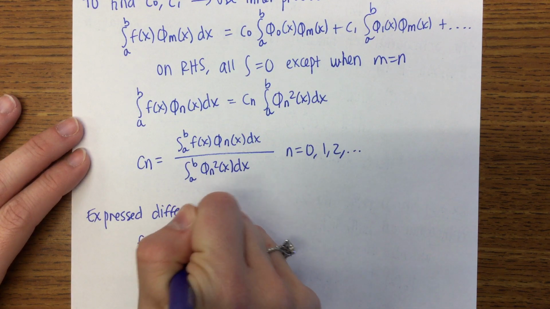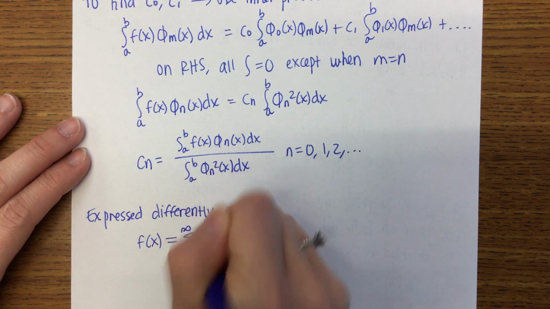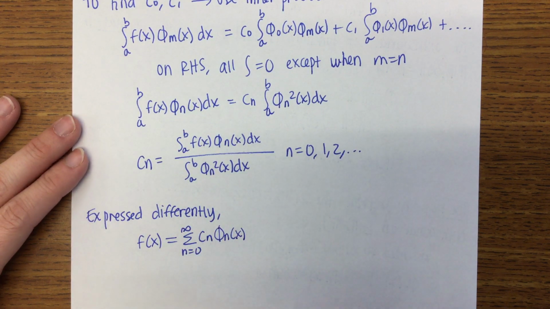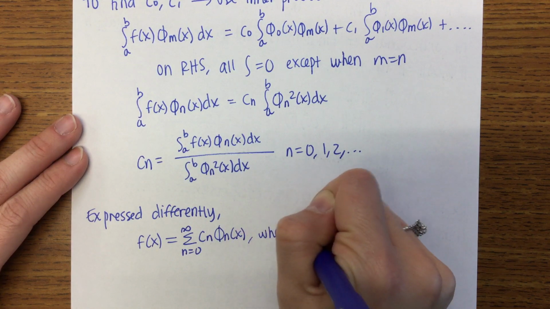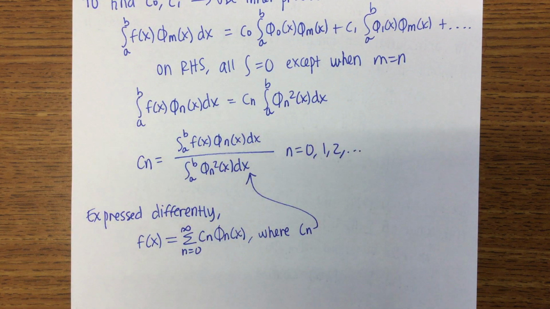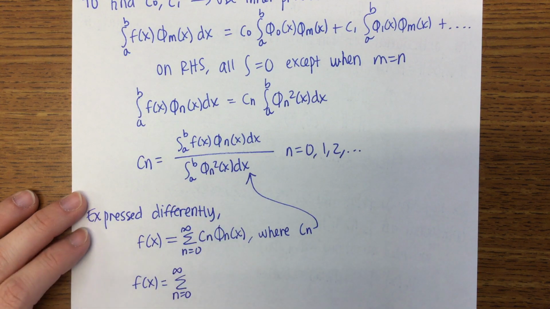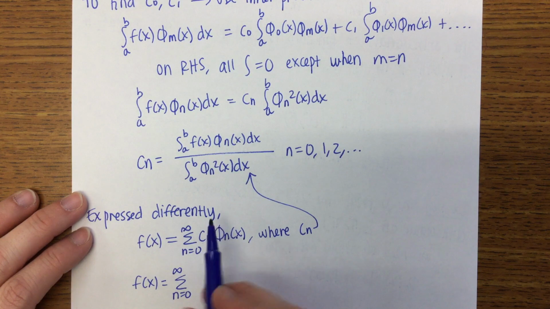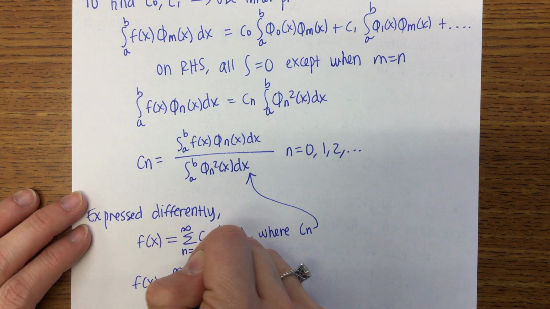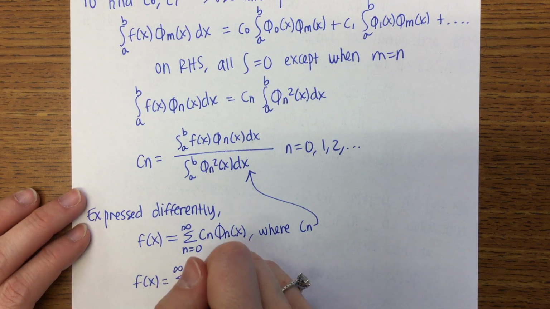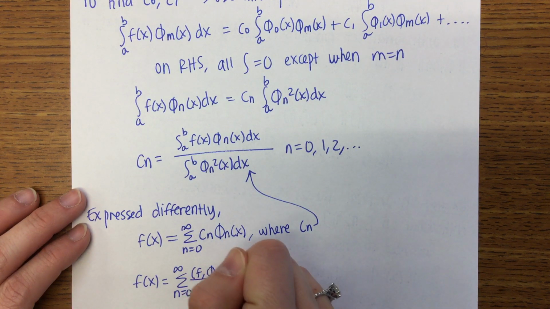F of x then is the sum from n equals 0 to infinity of c of n multiplied by each function. And then c of n is all of that. If you don't like having c of n in there, another way to express c of n: the numerator is the inner product of f with each function, divided by the norm of that function squared.